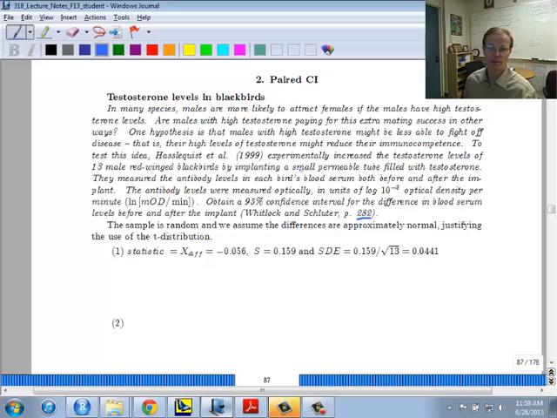Okay, you can pause and read it if you want to. The issue is we've got a sample of 13 male blackbirds, and the hypothesis is that if we give them testosterone, then it's going to give them more mating success, but they'll be less healthy. So we're going to measure that by looking at their immunocompetence levels.